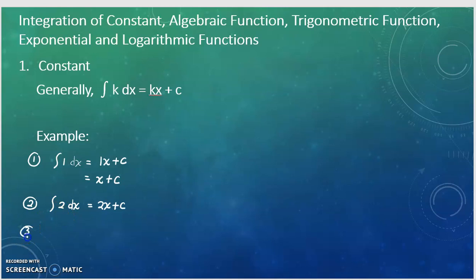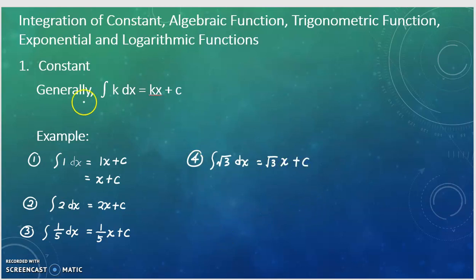Next, number 3. Let's say integrate 1 over 5 with respect to x. Here 1 over 5 is also a constant, so this is equal to 1 over 5 x plus c. Next, number 4. Let's integrate square root of 3. Again, square root of 3 is a constant, so I should have square root of 3 x plus c. So here are examples of how we integrate the constant.